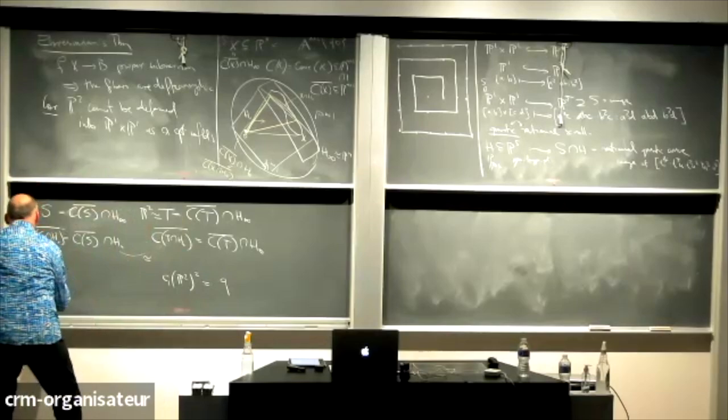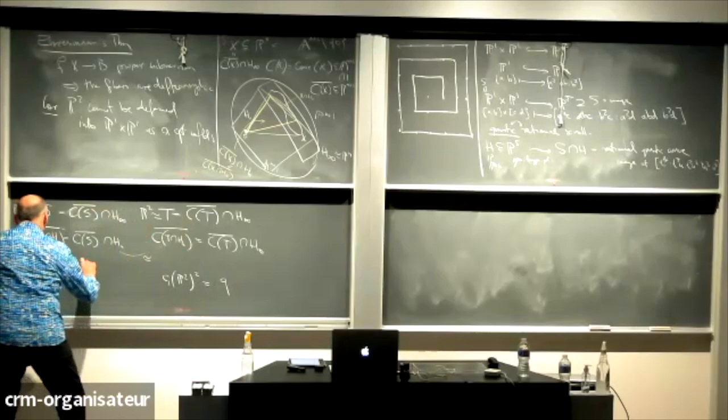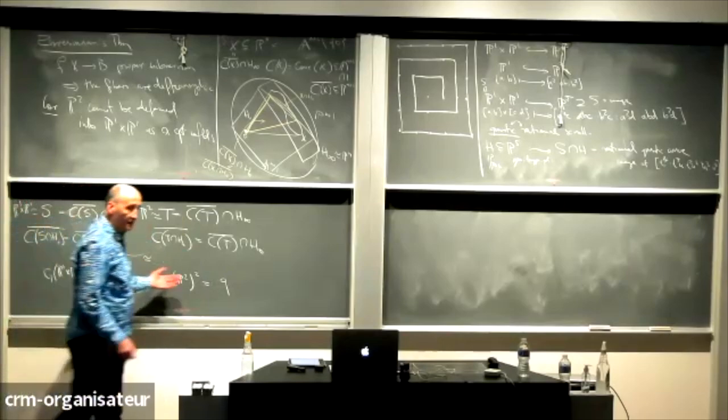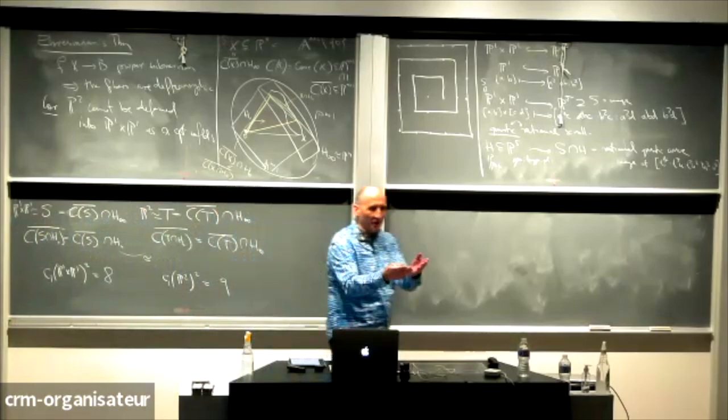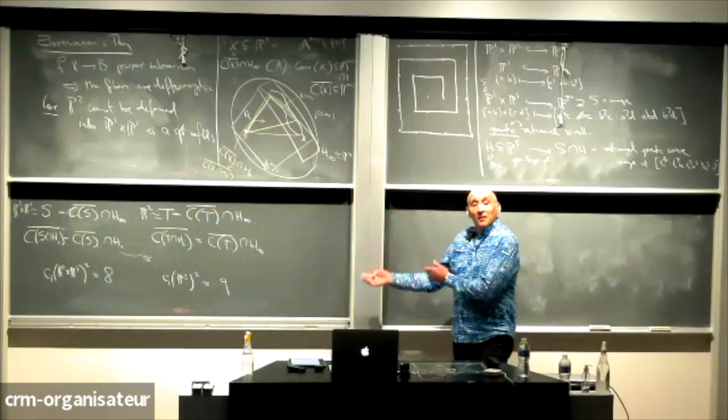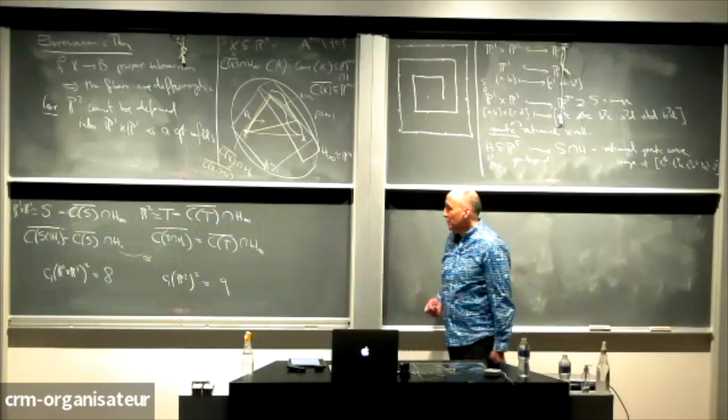If you do the same here, you get P1 cross P1. And the square of this is 8. So again, that's another reason. And probably you can get this with cells as well. That's another reason why they shouldn't deform to each other.